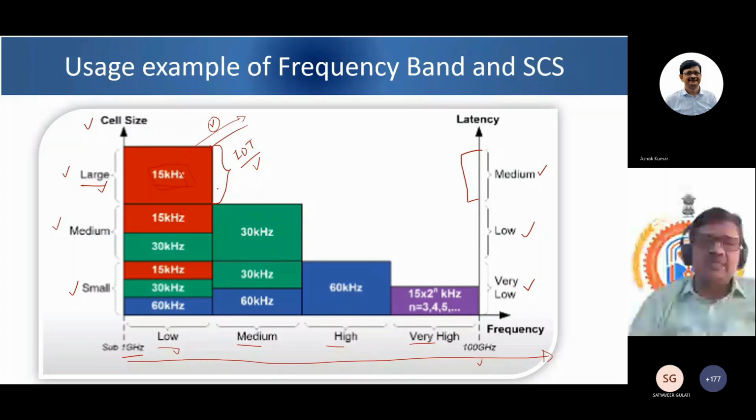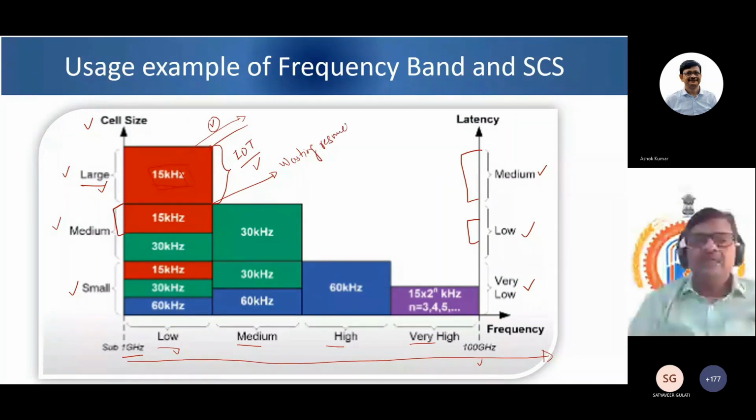Technically, it is possible that with 15 kilohertz, I can also have a medium coverage type of BTS. Right? So I'll be covering only a smaller distance so that my latency is better. It is possible, but this is not recommended. Why? We'll be wasting certain time resources.